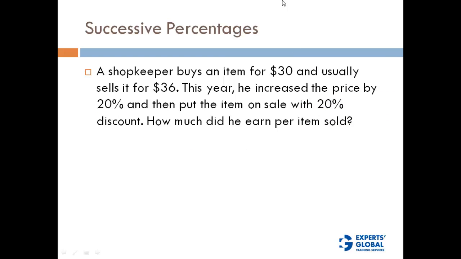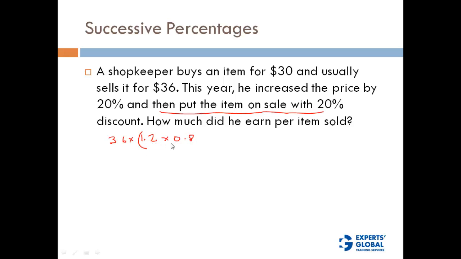Okay, so what we have here is he increased it by 20%. So that means we have to multiply by 1.2. Then he put the item on sale with 20% discount. That means he reduced the price by 20%. So if he reduces the price by 20%, that means we have to multiply by 0.8.